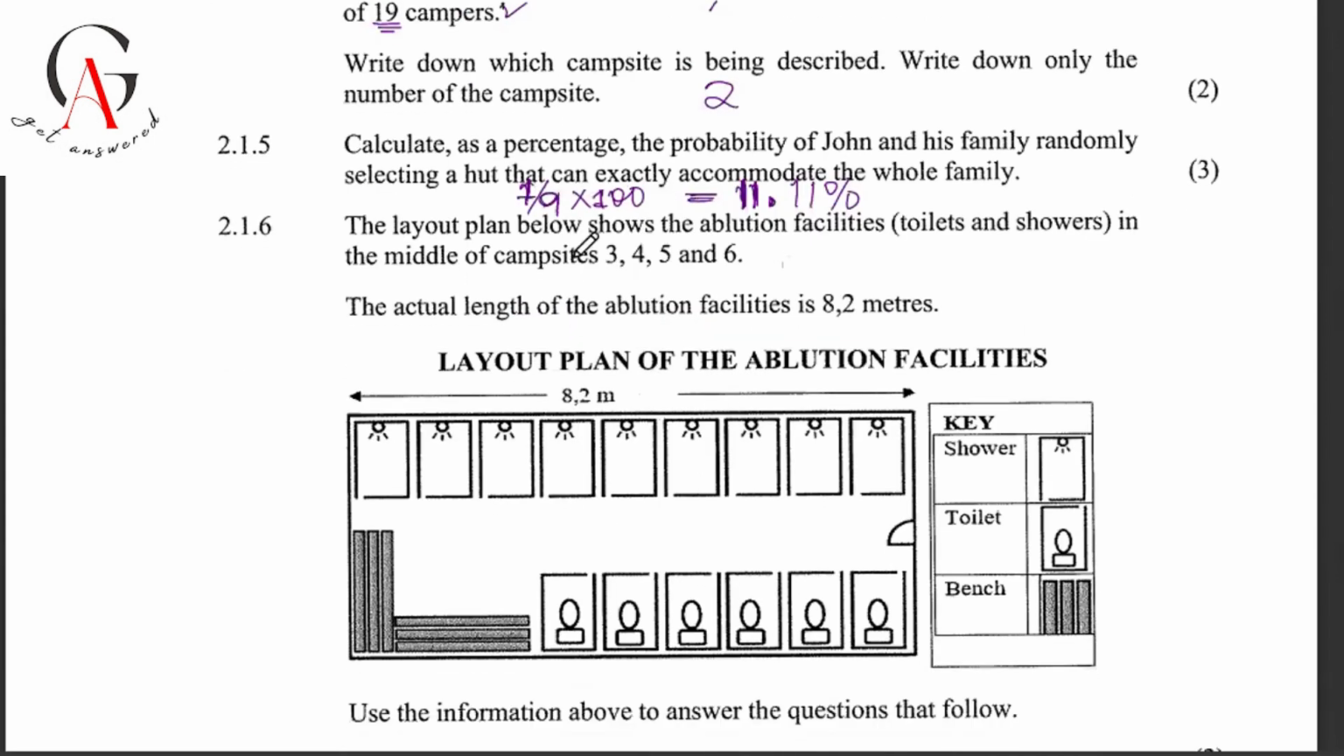So we continue and we are looking at this. They are telling us the layout below shows the ablution facilities, the toilets and the showers. Ablution simply means cleaning, the places where you can go and clean yourself, or restrooms, all right? In the middle of the campsites 3, 4, 5, and 6. The actual length of the ablution facility is 8.2 meters.